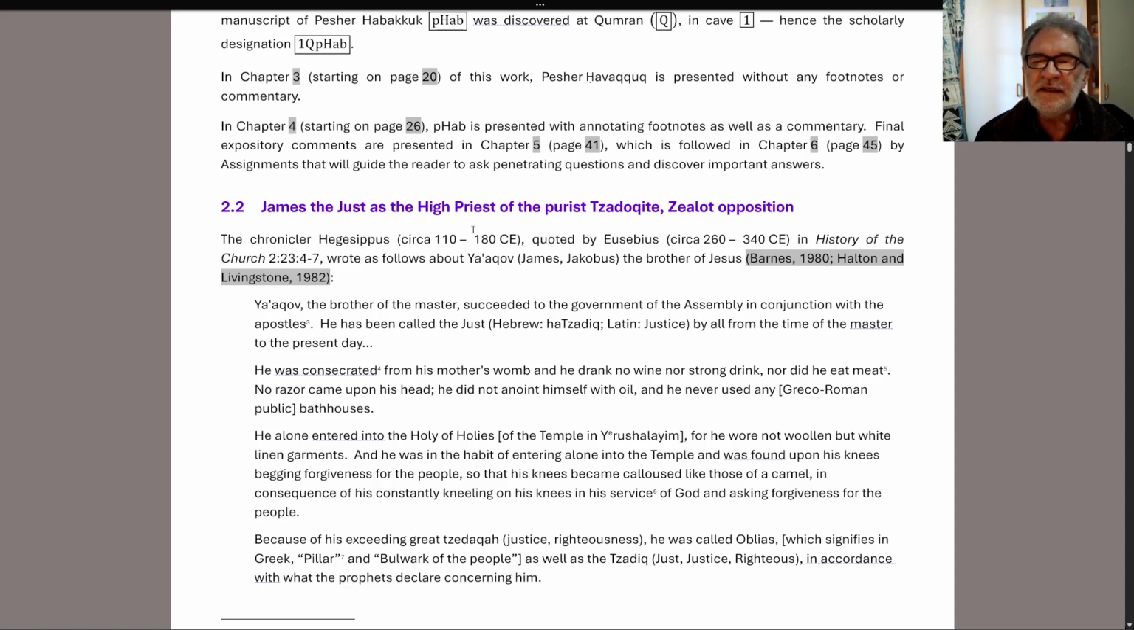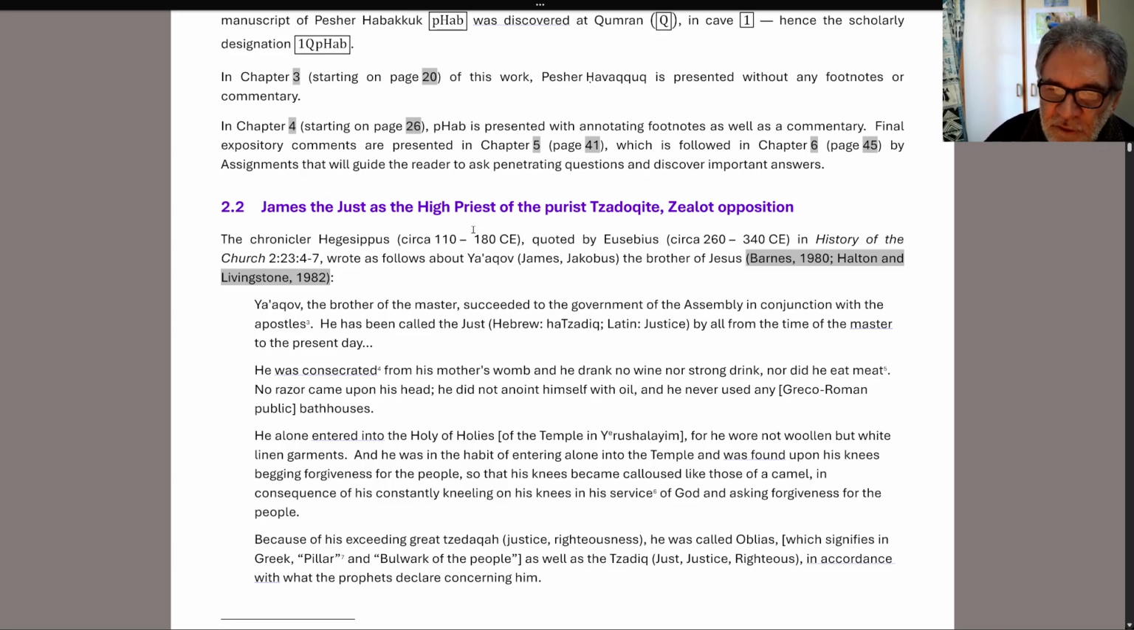He has been called Hatzadik, the just, Latin justice, by all from the time of the Master to the present day. He was set apart, consecrated, made kadosh from his mother's womb, and he drank no wine nor strong drink, nor did he eat meat. No razor came upon his head, he did not anoint himself with oil, and he never used any Greco-Roman public bathhouses. He alone entered into the Kodesh Kodeshim, the Holy of Holies of the temple in Jerusalem, for he wore not woolen but white linen garments.